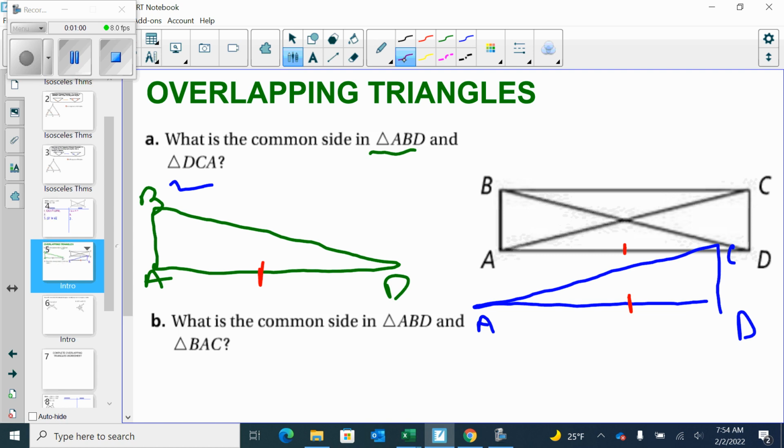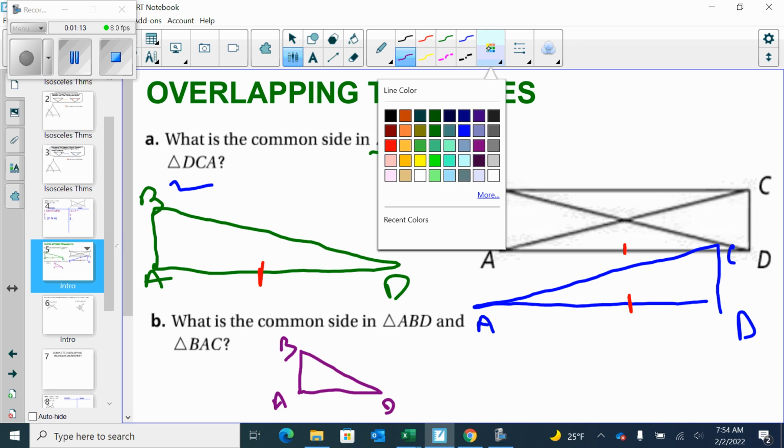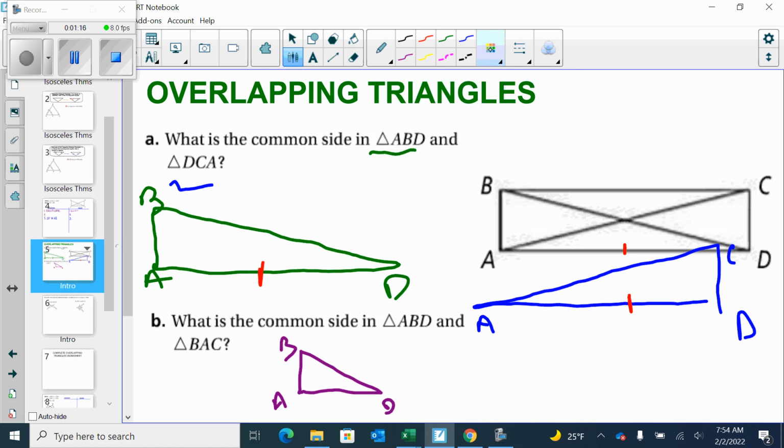Now let's look at A, B, D. And then let's look at B, A, C. They share this BA right here. Okay? That's what we're doing with overlapping triangles. You want to take them apart, find what they share.